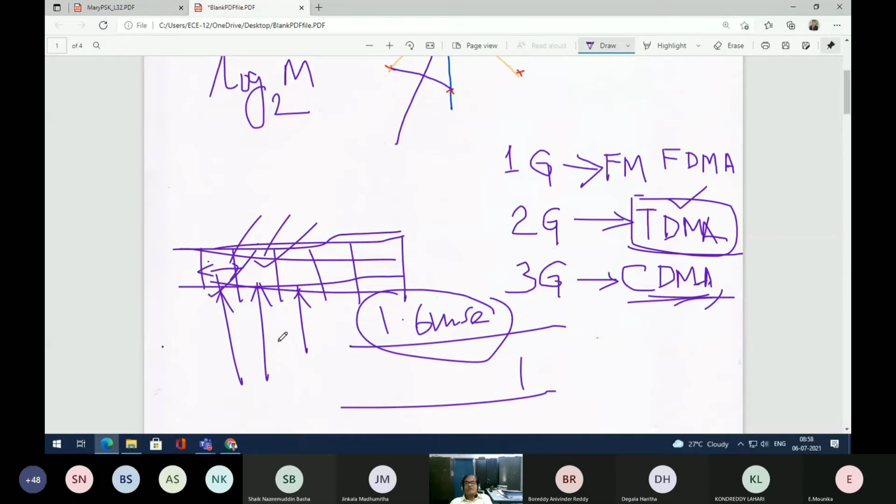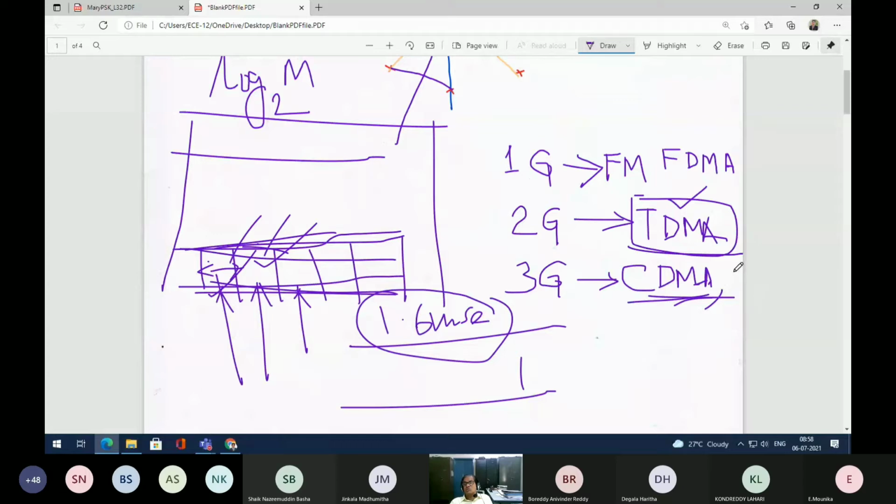Now, in the case of CDMA, the total bandwidth, not only this narrowband, the total bandwidth is used by each user, but using different codes. Okay, different codes. The code division multiple access. That is a separate technique.